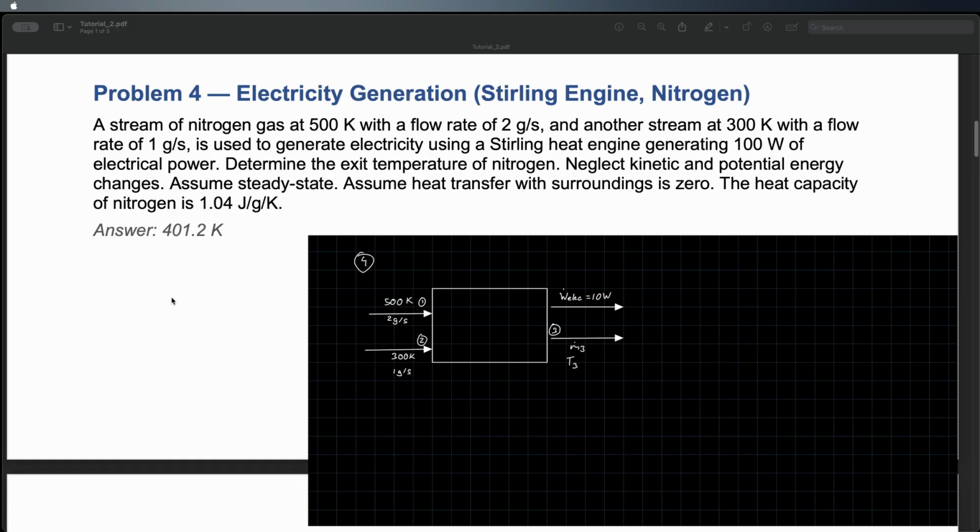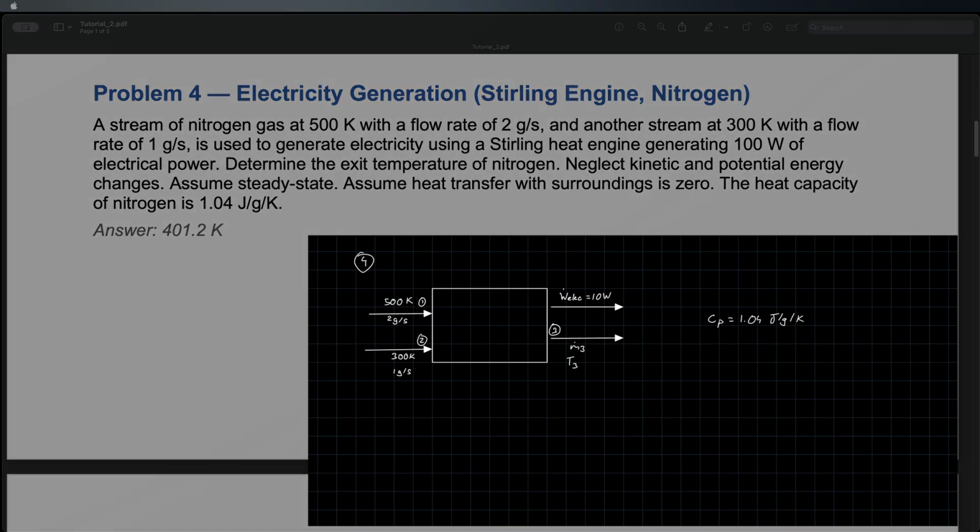And we can assume that heat transfer with surroundings is 0, and we are told that the heat capacity of nitrogen is, this is the specific heat capacity in grams, so that means per mass, so it is 1.04 joules per gram per Kelvin.